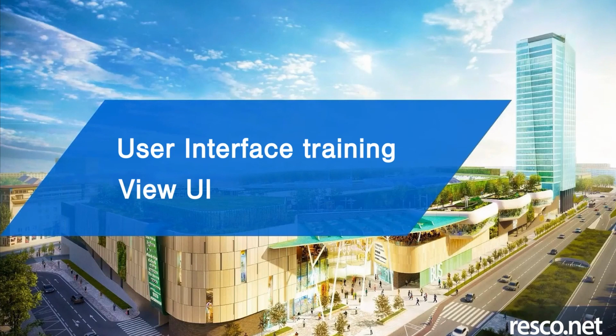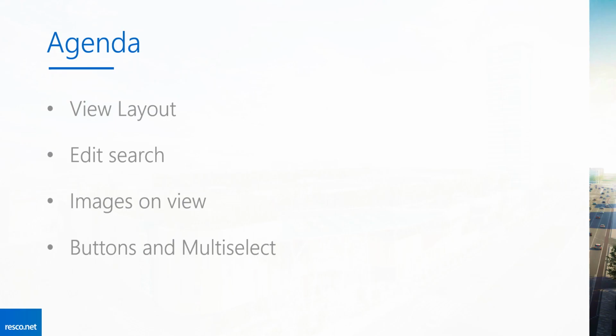Third and final part of the Resco user interface tutorial. In the previous parts we talked about branding and forms. What's left are views. We'll go through several types of views by adjusting view properties. Then we'll go through edit search tool, images on views, and finally buttons and multi-select.